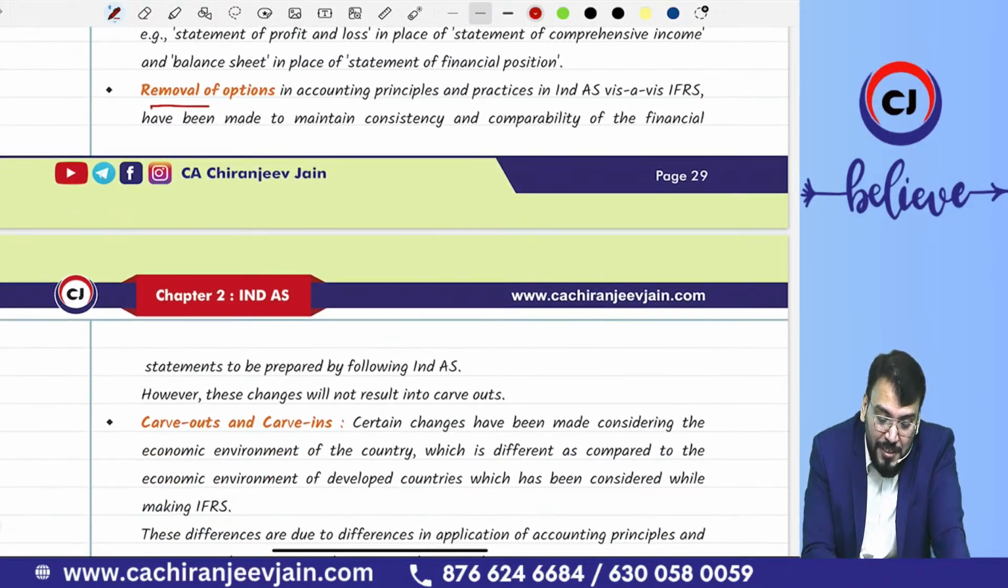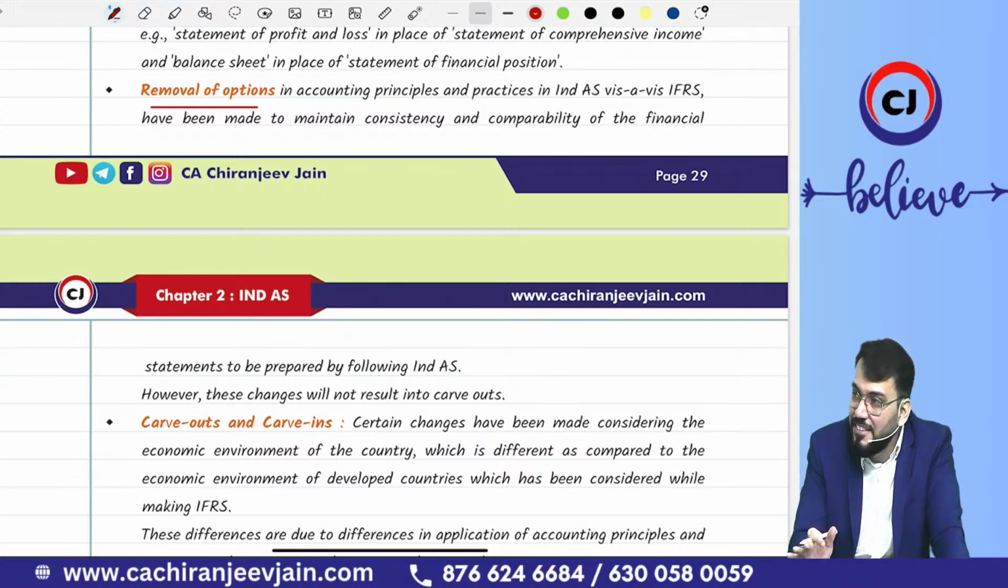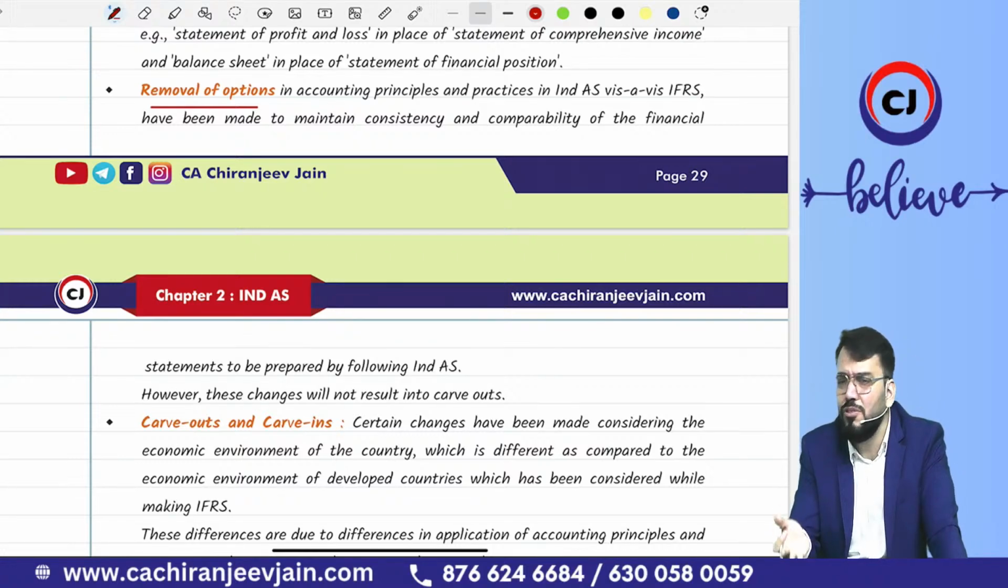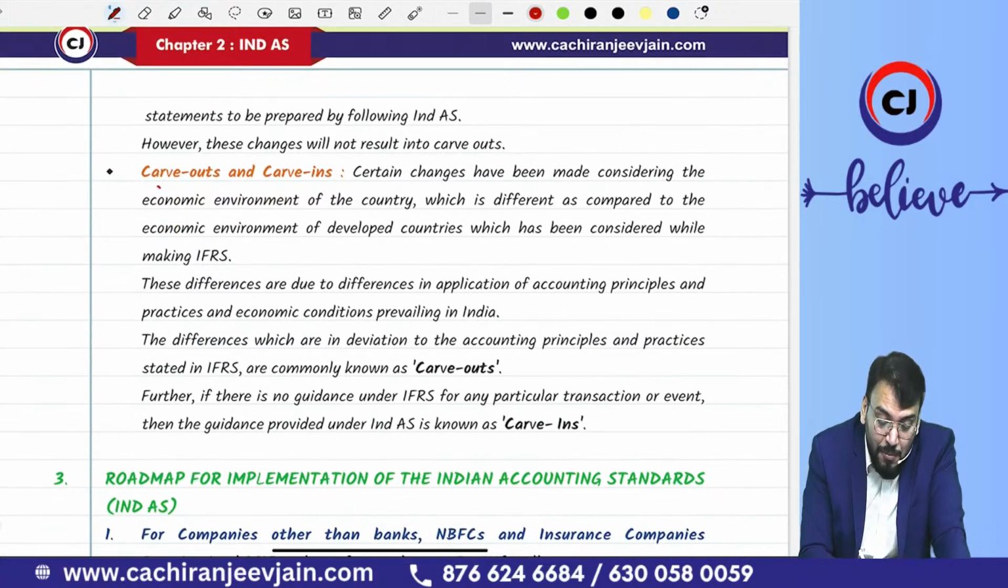Removal of option also I have explained. If some option has been removed under IND AS, that will also be automatically understood when we do the respective IND AS. I have given one example. Correct. Then carve out and carve in. That also I have explained.